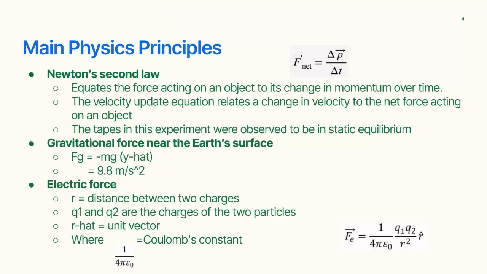Newton's second law equates the force acting on an object to its change in momentum over time, and the velocity update equation relates a change in velocity to the net force acting on an object. The tapes in this experiment were observed to be in static equilibrium. The gravitational force near the Earth's surface is 9.8 meters per second squared, and the electric force is determined by Coulomb's law.